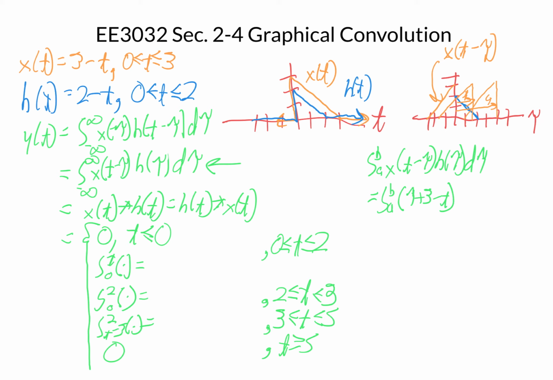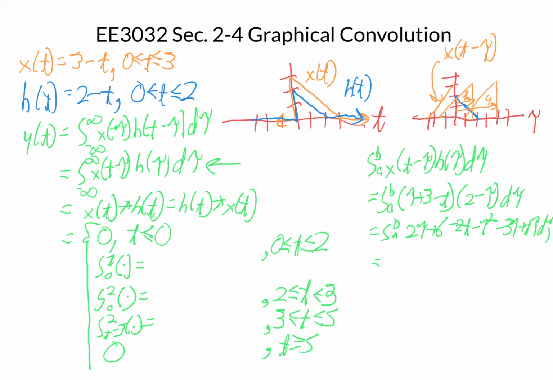Now, I do the same for h of t. h of t is going to be 2 minus tau, because tau is the variable of integration on my axis. So there we have that. We multiply this out, and we get 2 tau plus 6 minus 2t minus tau squared minus 3 tau plus t tau d tau. And now we collect terms.